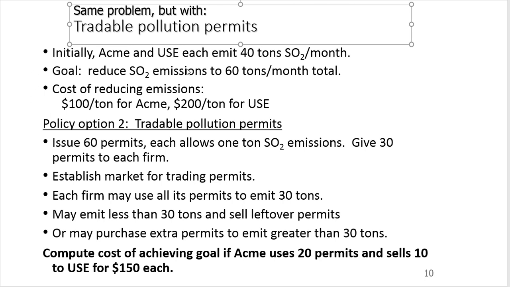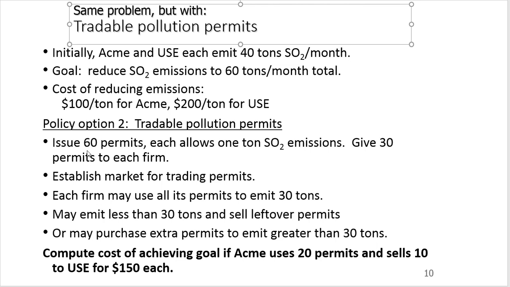You have initial emissions that, let's say, two companies, Acme and USC, are emitting at 40 tons per month, and then the goal pretty much is that the city government or the municipality or the local government wants that to come down to 60 tons a month. Okay, so 40 tons each is 80 tons. They want the pollution to come down by 20 tons to 60, and we know that the cost of reducing emissions is $100 for Acme and then $200 for USC.